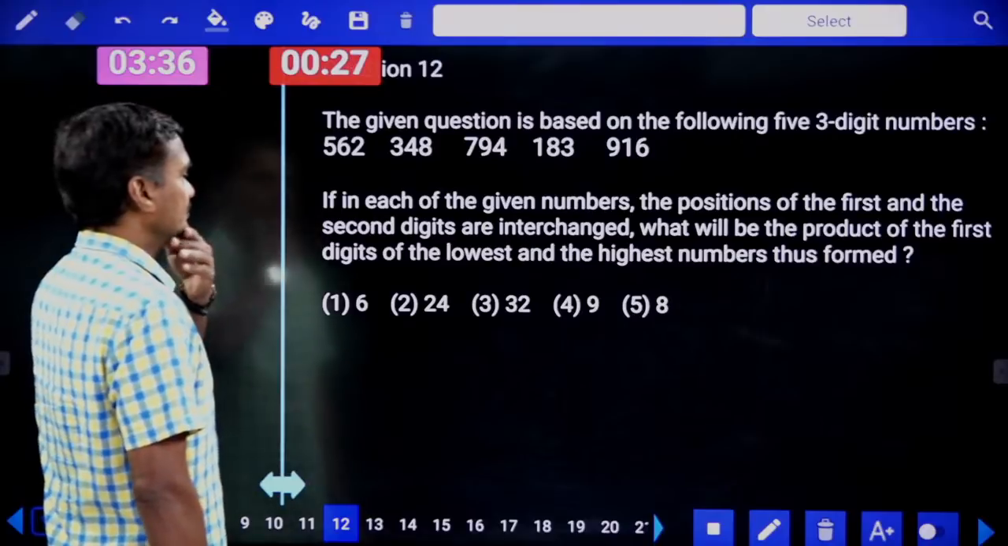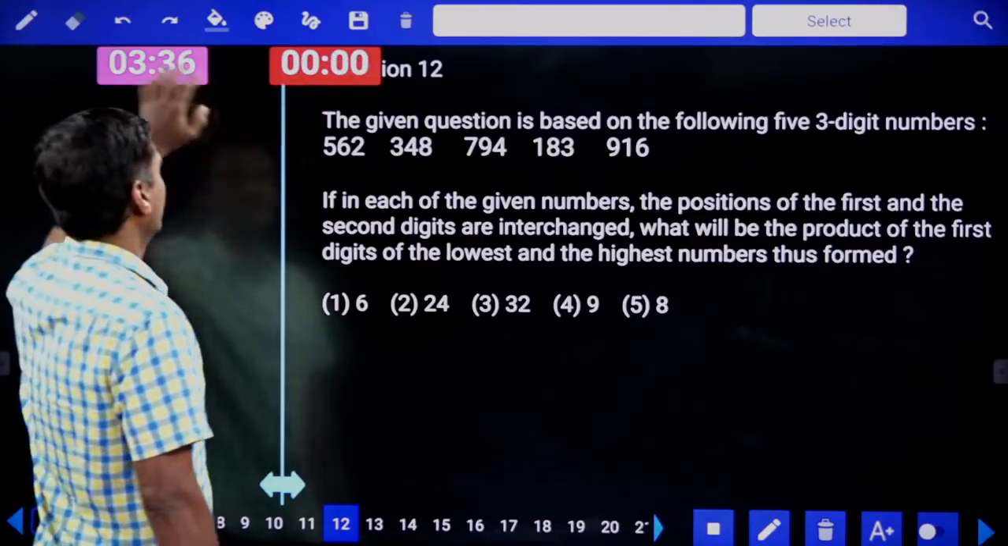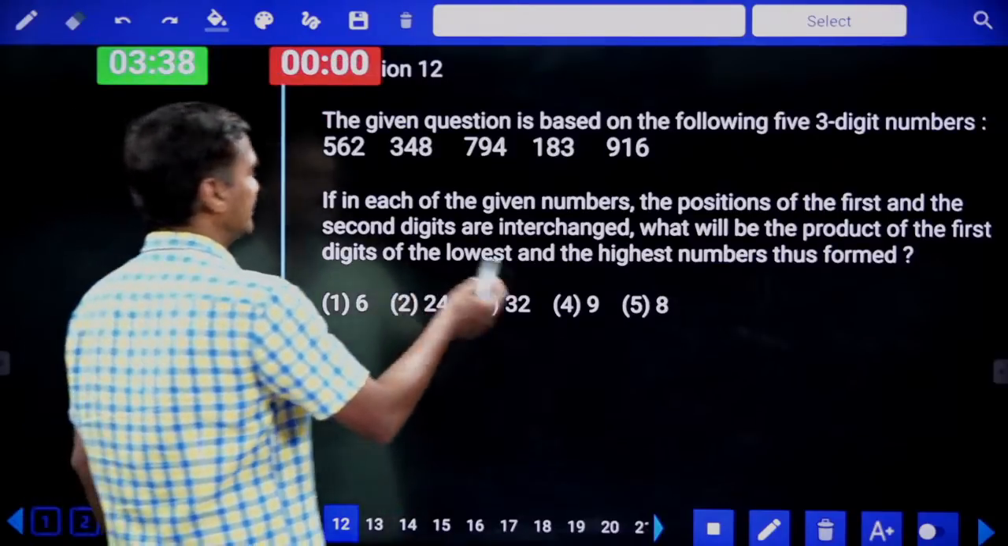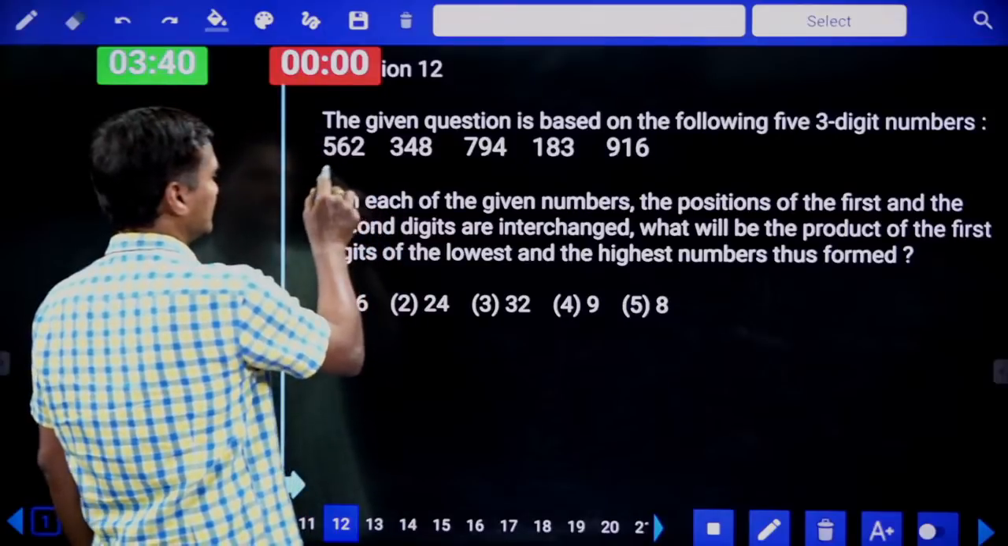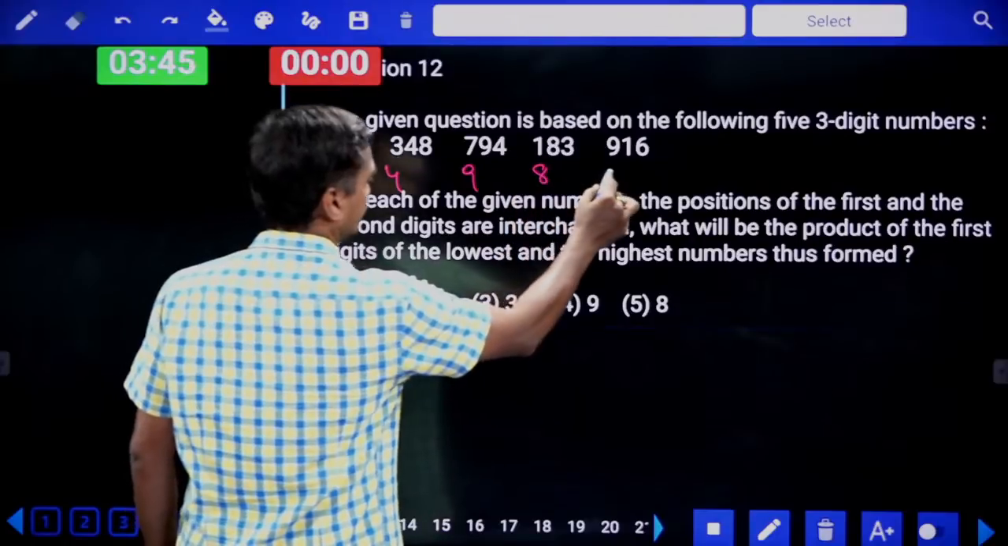Done. Any answer to this one? No, sir. First and the second digits are interchanged. That means the first digit is 6. Here this is 4. This will be 9. This is 8. And this will be 1.